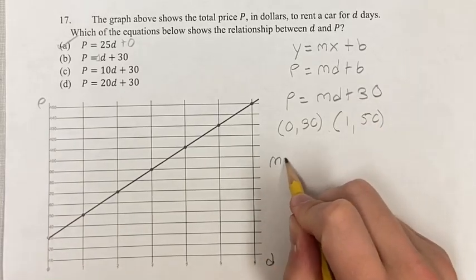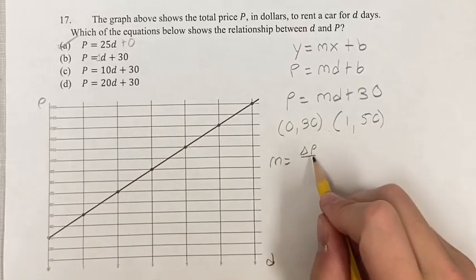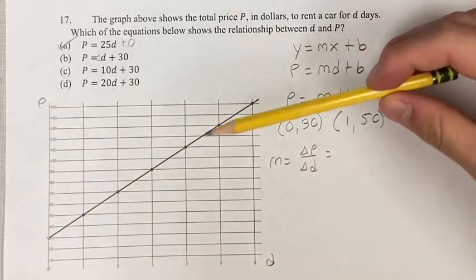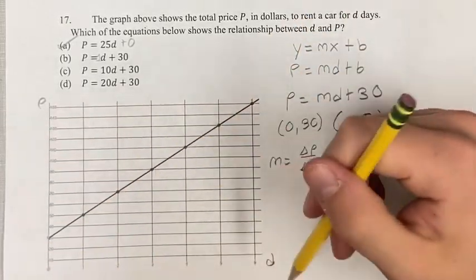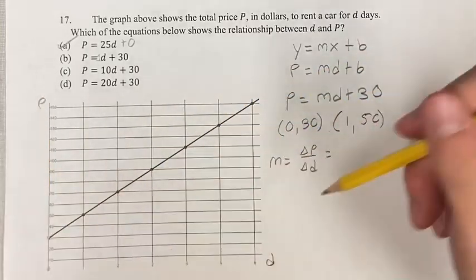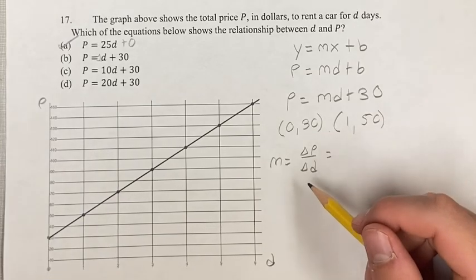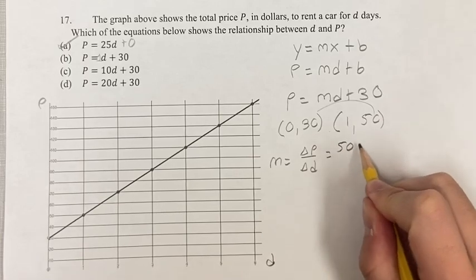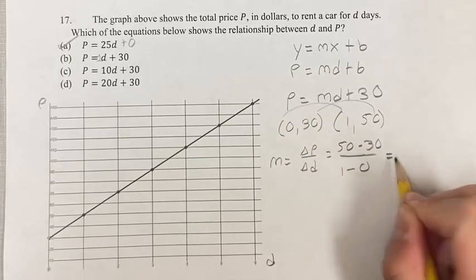And the m is going to be the change in one variable, P, the y variable, over the change in D, right? If you're confused when you leave the x and y sphere and you're starting to deal with different variables, this is where you can think of rise over run. So P is the rise, so that's on top, over the run, which is D, right? So the change in P, it's 50 to 30, so the change is 50 minus 30. And the change in D is 1 to 0, so it's 1 minus 0.